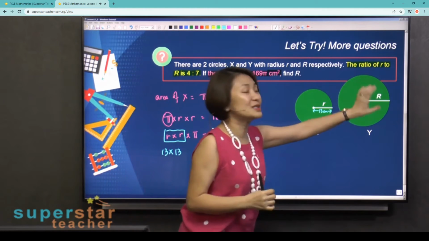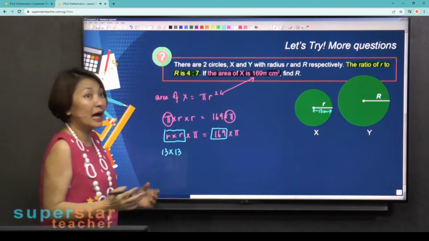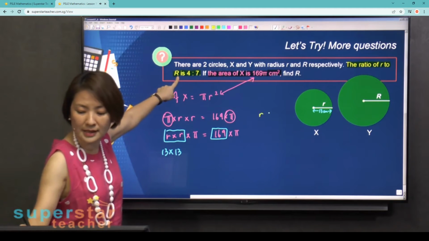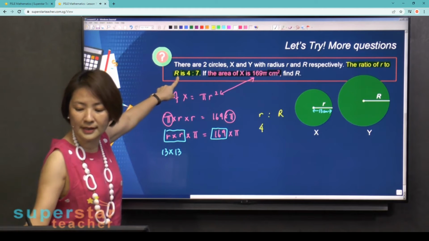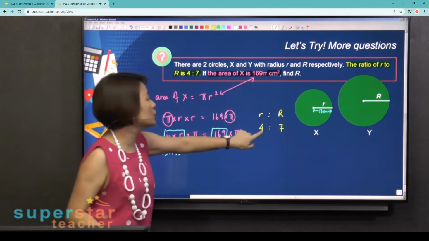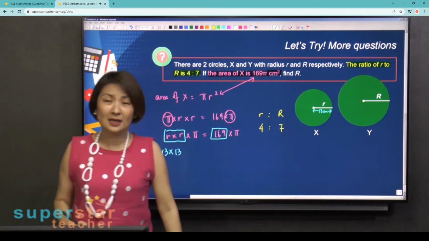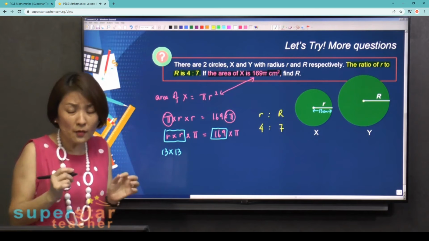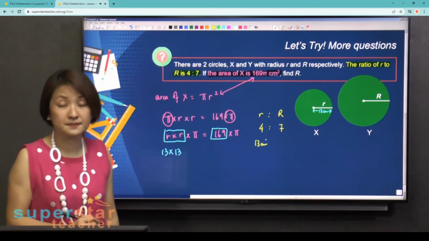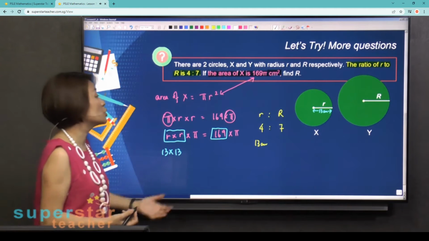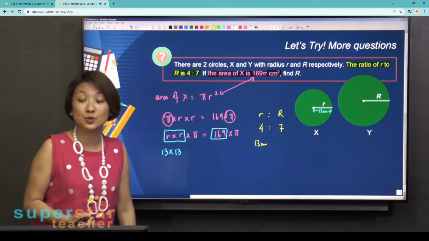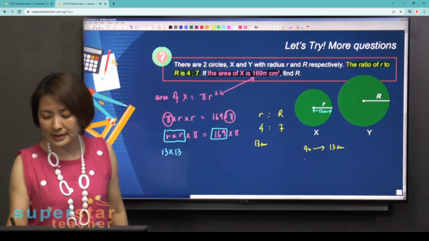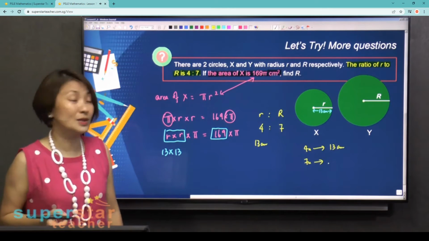All right, so let's look at big R, the big radius. How do I get the information? From this clue. They say the small r is to the big R as 4 is to 7. So 4 units is to 7 units. The small radius is 13 centimeters. Then what's the big radius? If 4 units is 13 centimeters, what is 7 units? What does this look like?